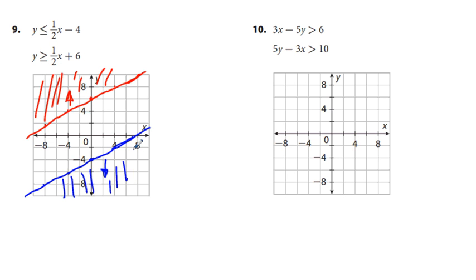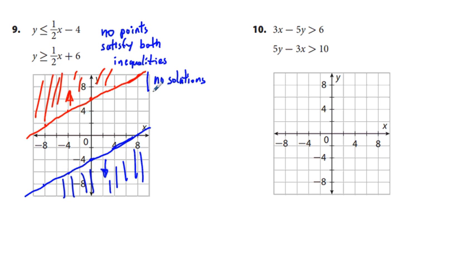And so do we have any points that satisfy both of these inequalities? No. We will say no points satisfy both inequalities. So there we say our answer for this one is no solutions. No solutions for this one.